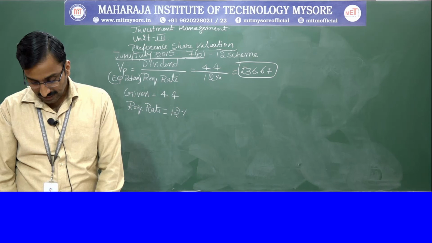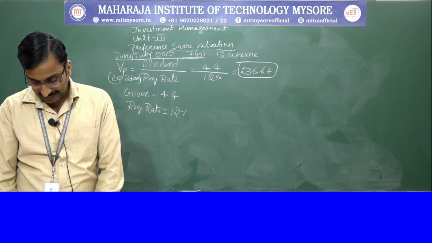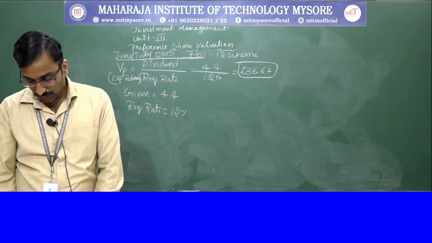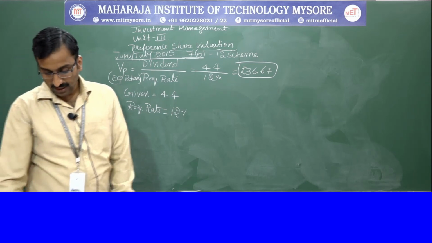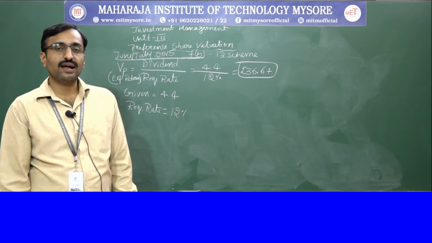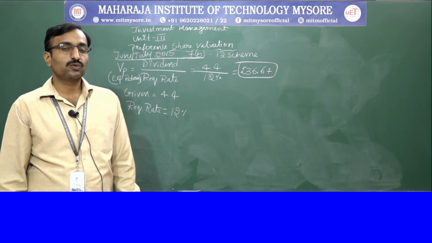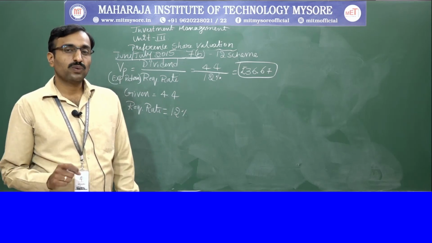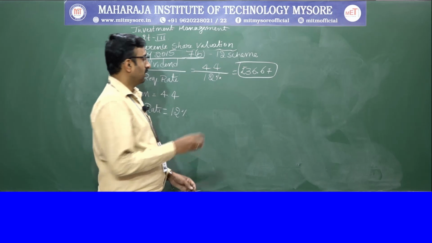Okay, so here they have asked you to calculate the yield of the stock, that is current yield of the stock. This is for 3 months. By seeing the problem we can say that they have given the dividend and they have given the market price. So which formula you apply? We are going to apply current yield.